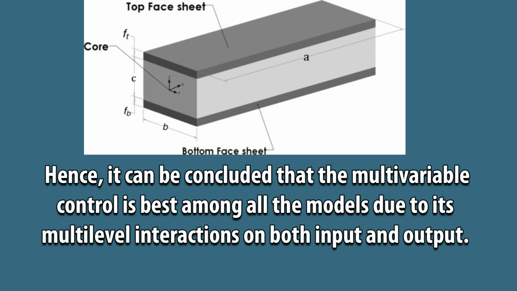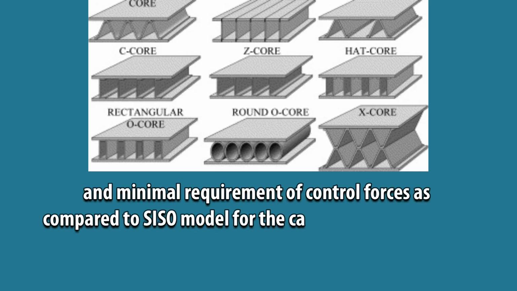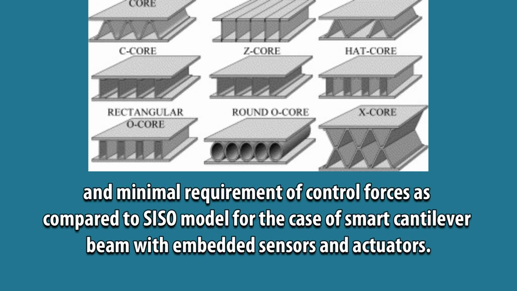Hence, it can be concluded that the multivariable control is best among all the models due to its multilevel interactions on both input and output. A MIMO model furnishes excellent energy distribution and good administration of actuation forces, and a minimal requirement of control forces as compared to the SISO model for the case of a smart cantilever beam with embedded sensors and actuators.